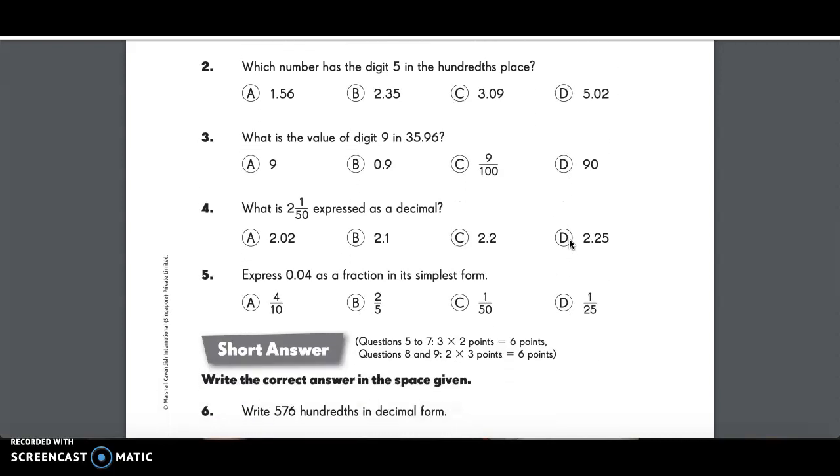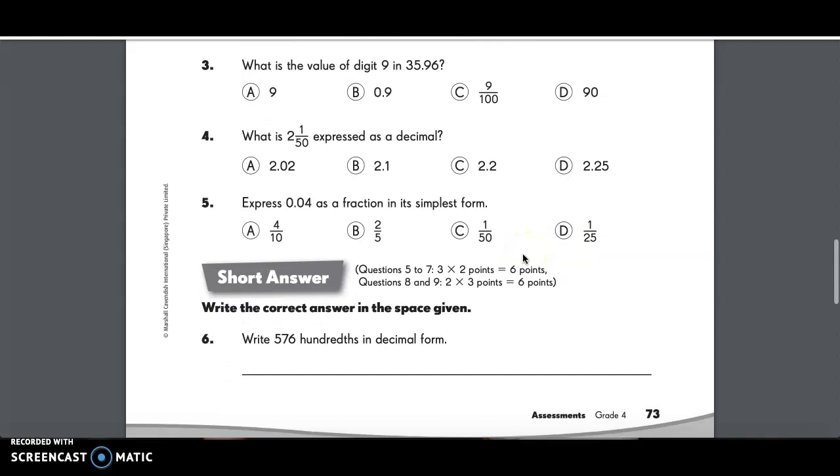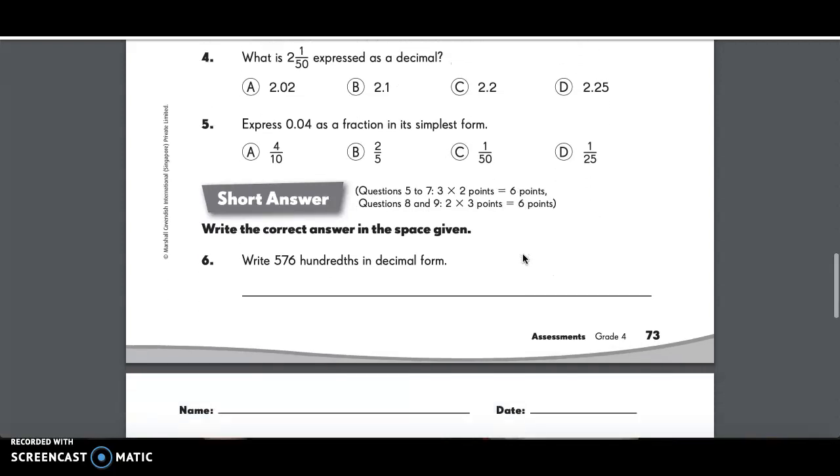Number 3, what is the value of the digit 9 in the number 35 and 96/100ths? Number 4, what is 2 1/50th expressed as a decimal? Number 5, write 4/100ths as a fraction in the simplest form. That's all the multiple choice.